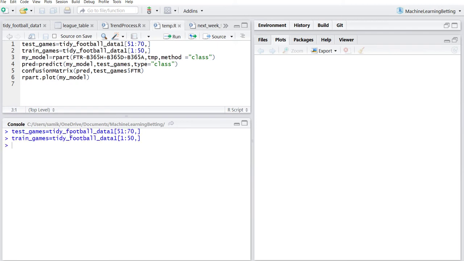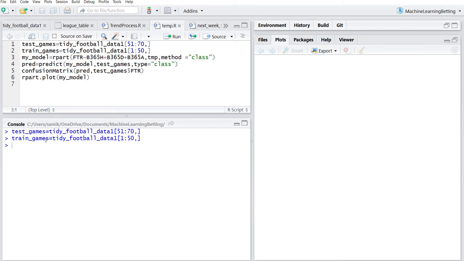So I've put the last 20 games into a variable called test games, and the first 50 games into train games. These include the betting odds. So what I want to do is train a model using the train games data.